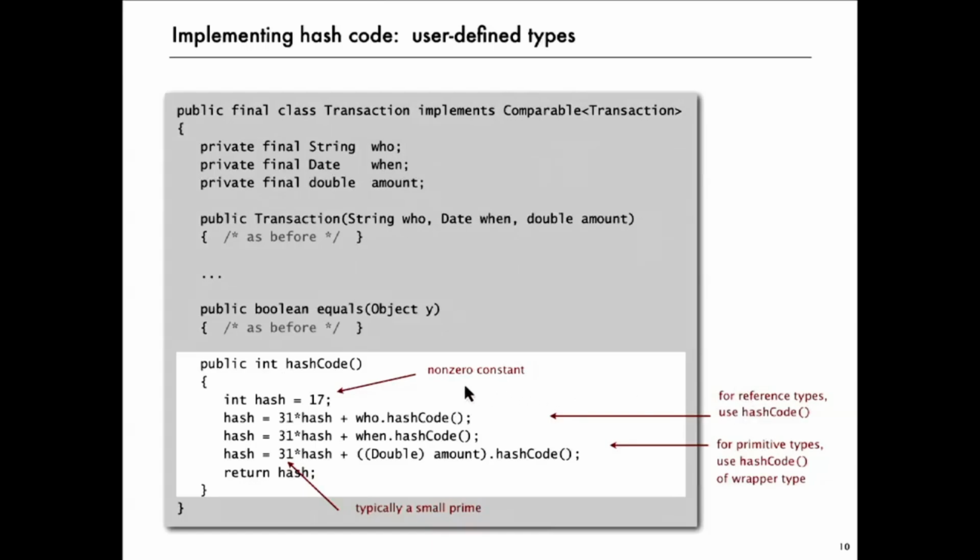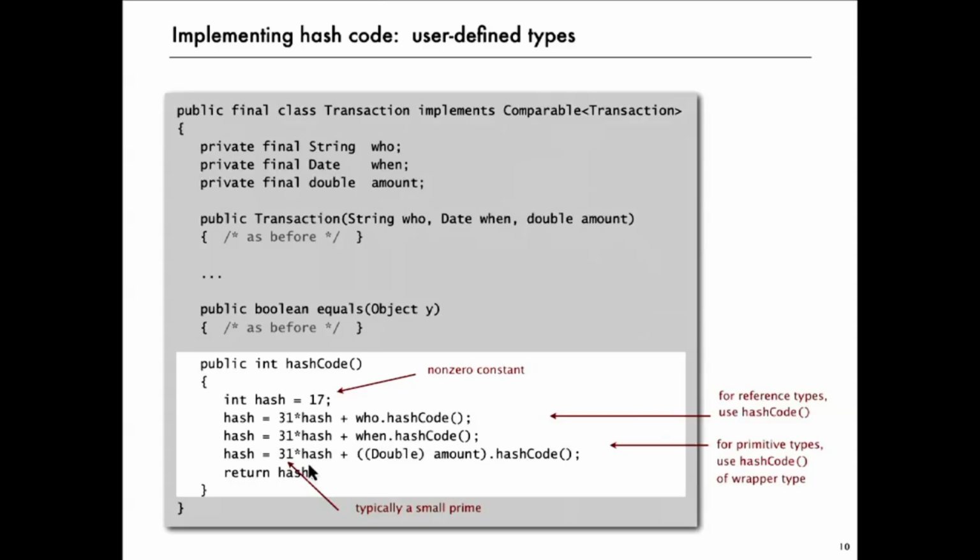So one thing to do is start out with some small prime number, and this mimics Horner's method to just add in more data as we get it. We pick some other small prime number, and for each field we multiply by 31 and then add the hash code for that field. If it's a reference type, we just use the hash code. Who is a string, so string has a hash code method, so we add that in. And when is a date, so we multiply by 31 and add that hash code in.